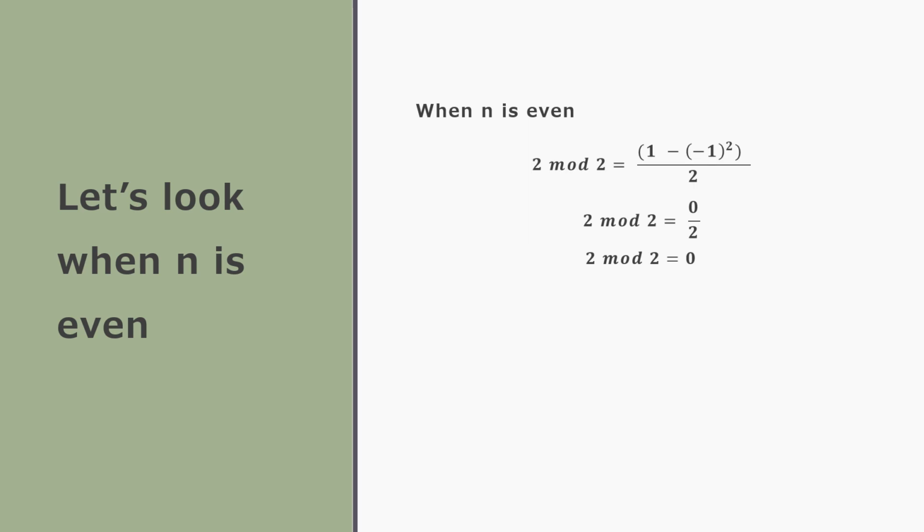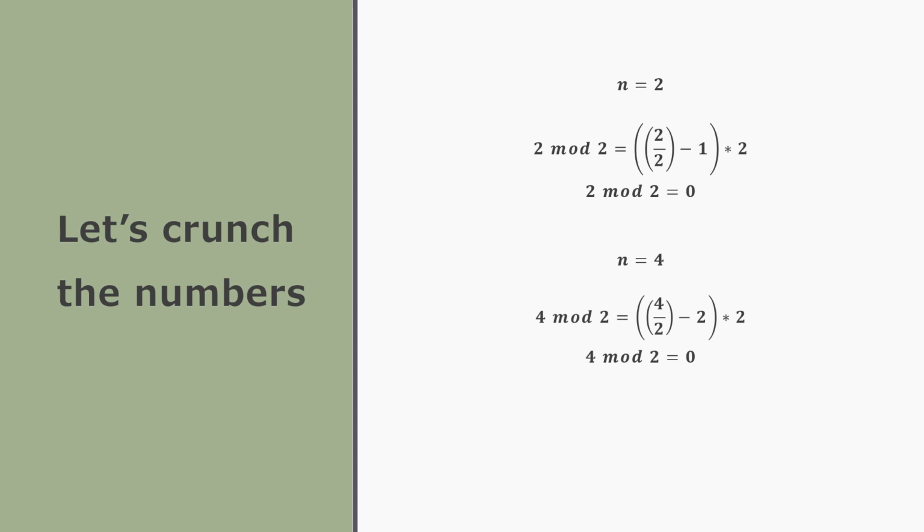Look at when n is even. When n is even, we know that any negative number to an even power is just the positive version of that number. So we have 1 minus 1 equals 0, and 0 divided by anything is 0. The same thing for 4 mod 2. Look at that, it's 0. Let's crunch the numbers, see if that's true. Using modular arithmetic, we find that 2 mod 2 is in fact 0, and that 4 mod 2 is also 0. So with this we know that when n is even, n mod 2 is 0.